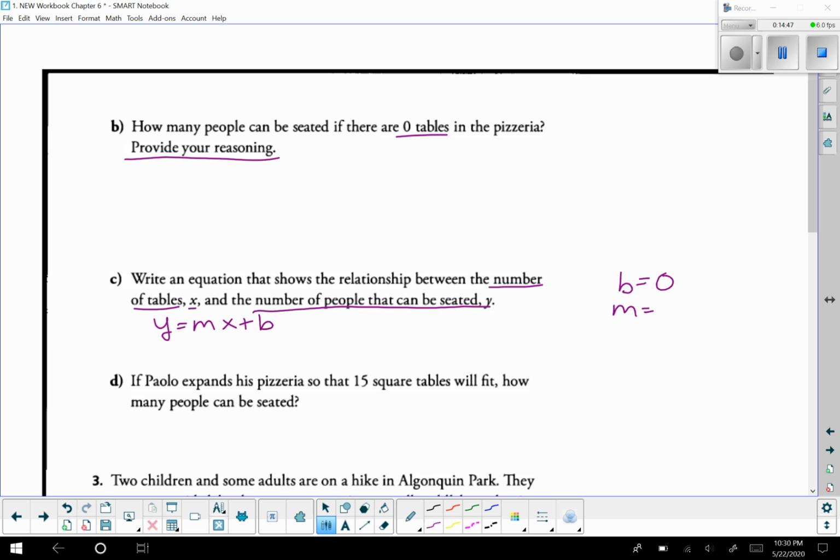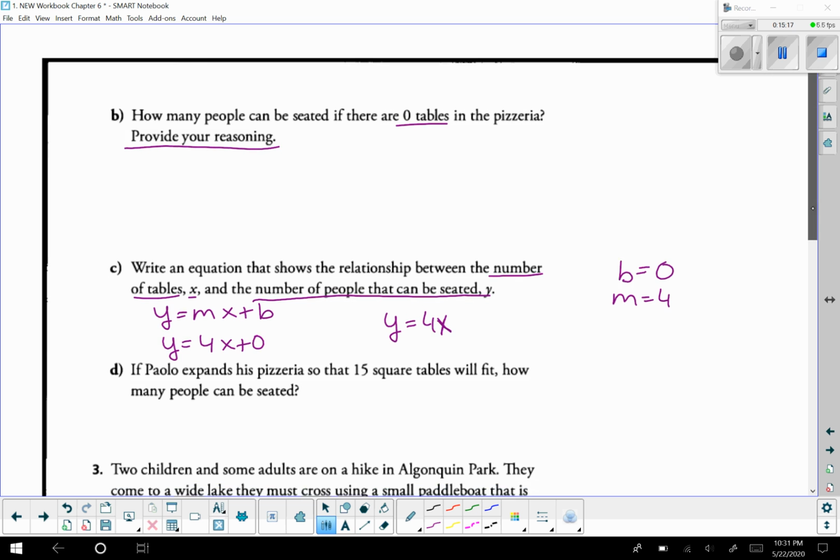My m is the rate of change. You might have noticed that the number of people increases by 4 for every table, so that means my rate of change is 4. So my equation is going to be y equals 4x plus 0, but we actually just write it y equals 4x. We also call this kind of equation a direct relationship because the initial value is 0. Anyways, we'll talk about that more in the next chapter.